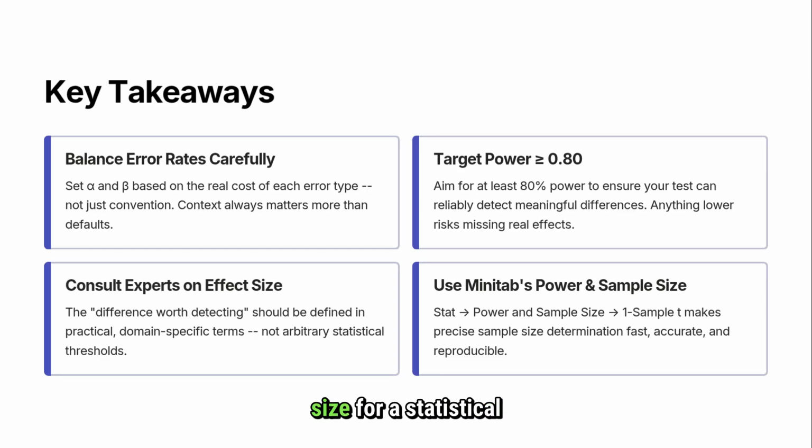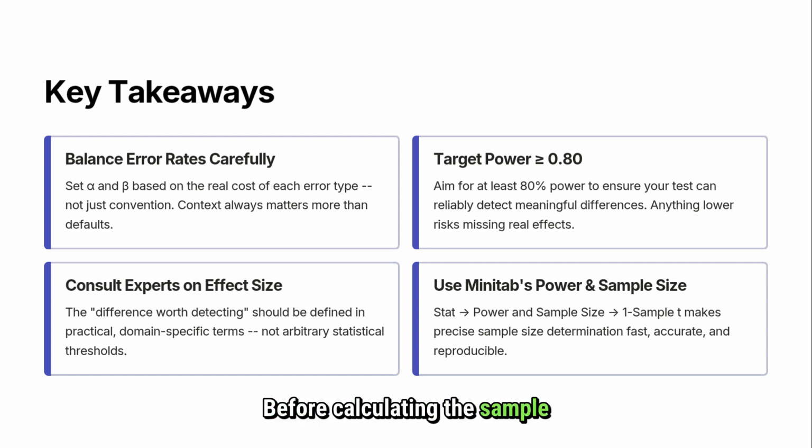When determining the sample size for a statistical study, it is important to balance type 1 error alpha and type 2 error beta based on the business impact and risk of making the wrong decision. The acceptable error rates should reflect the real consequences of false alarms and missed detections, rather than relying solely on standard statistical conventions. Organizations should aim for a statistical power of at least 80%, 0.80. This provides a high probability of detecting a meaningful difference when one truly exists and reduces the risk of overlooking important process changes or improvements.